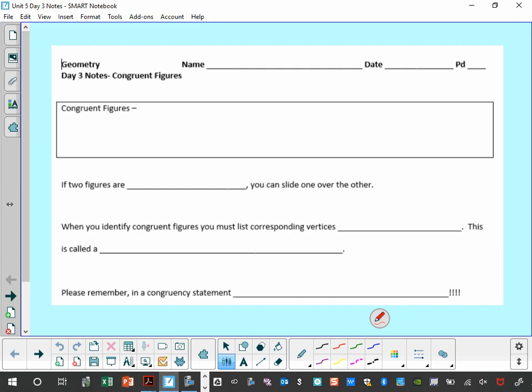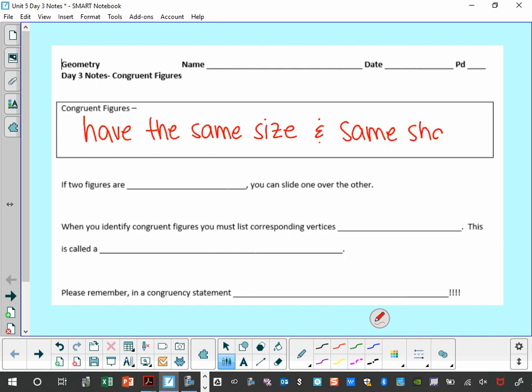So we're talking about congruent figures, which is mainly what this unit is about, congruency. Congruent figures are figures that have the same size and same shape. We know that congruent means that they are the same, it is equal.